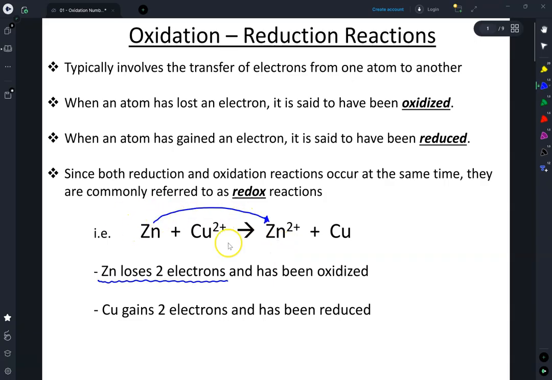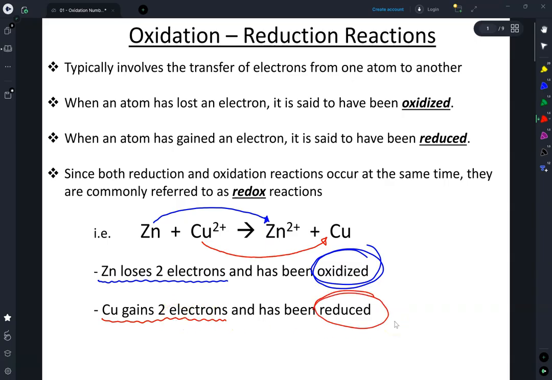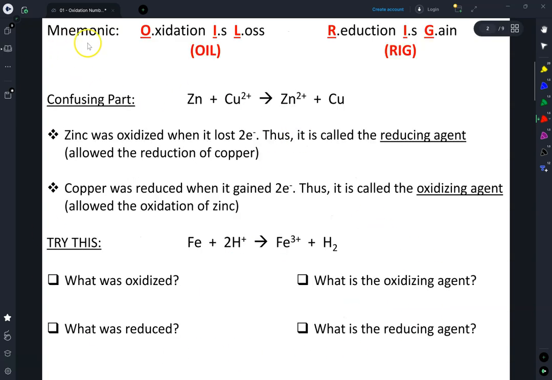Looking at this example, we start off with a neutral zinc that turns into a positive cation, which means it has lost 2 electrons in the process and is said to have been oxidized. Copper, on the other hand, starts off as a positive cation, turning into a neutral atom of copper. And so during this process, it gains 2 electrons and is said to have been reduced. To help you remember all this, there is a lovely mnemonic called OIL RIG, where oxidation is loss of electrons and reduction is gain of electrons.